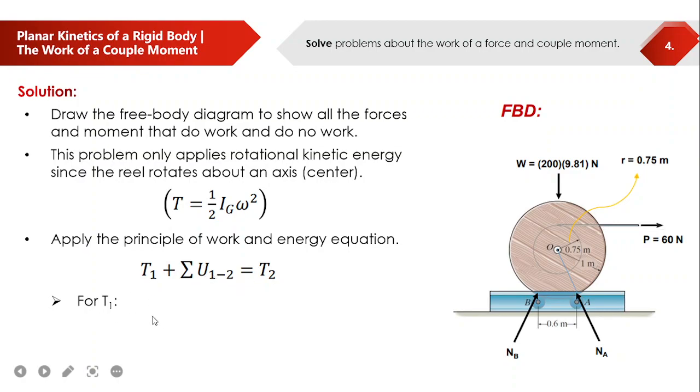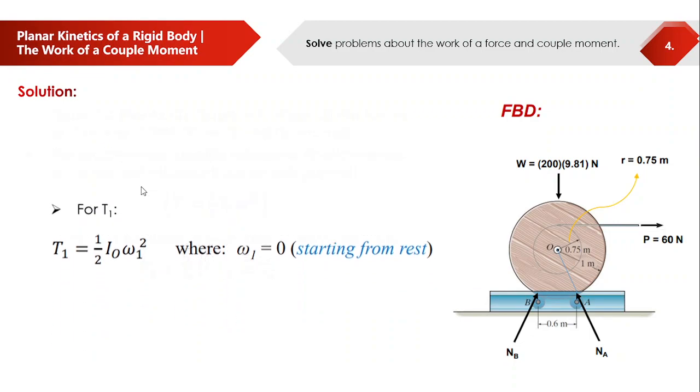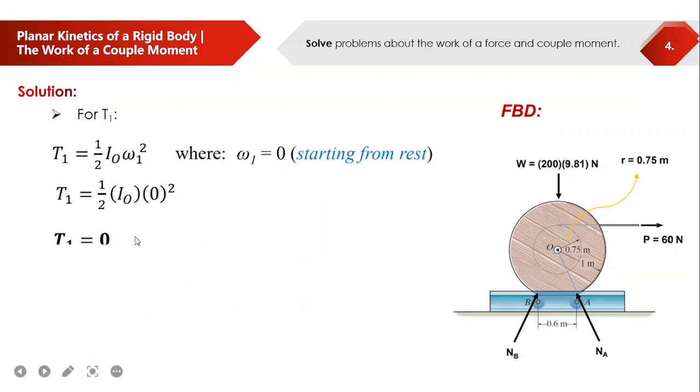So that will be T sub 1 we have here. So that would be 0, kasi nga, starting from the rest again. So T sub 1 is 0. Starting from rest, therefore your angular velocity is 0 initially. So pag-solve natin, the kinetic energy initially is 0 as well.